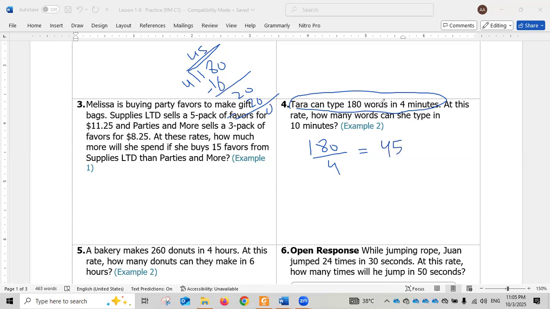Okay, we just solved the one part of the question. Now at this rate, that is, if she is typing 45 words in one minute, how many words can she type in the next 10 minutes? So for the next 10 minutes, we know that in 1 minute she is typing 45. So in the next 10 minutes she can type 450 words. Okay. The same is the question we have down here.